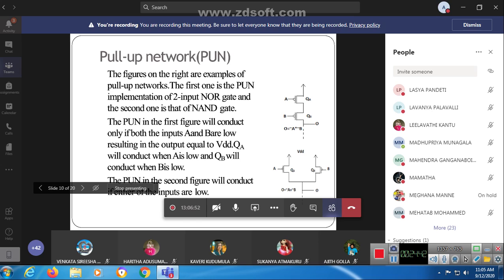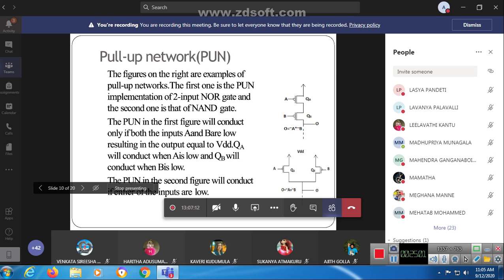At the bubble it is inverting to 1, so that VGS voltage is greater than or equal to VTP voltage, then both the transistors will conduct. Then we will get the output. The output will be pulled up to the VDD by using PMOS transistors.